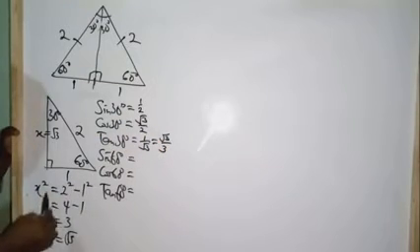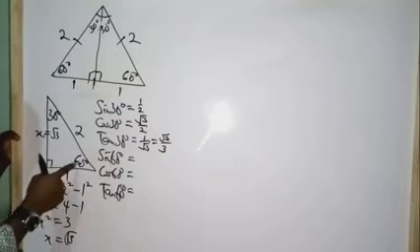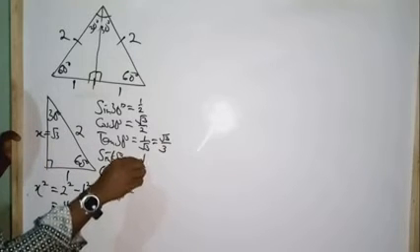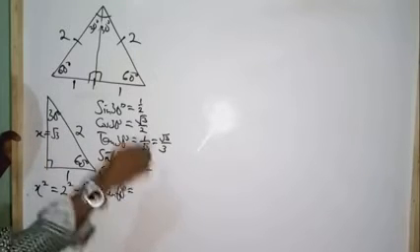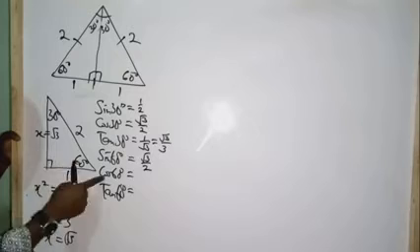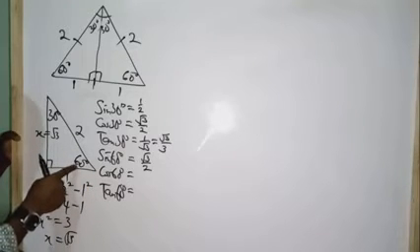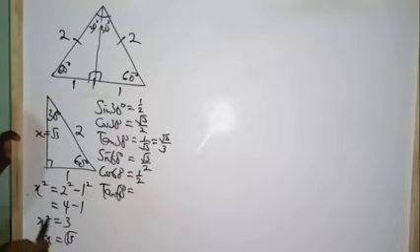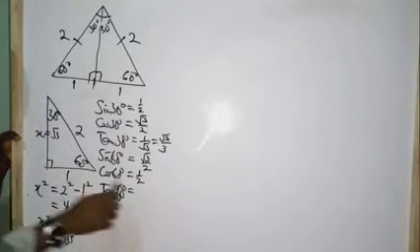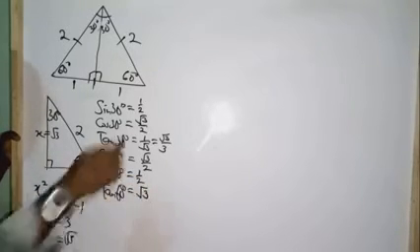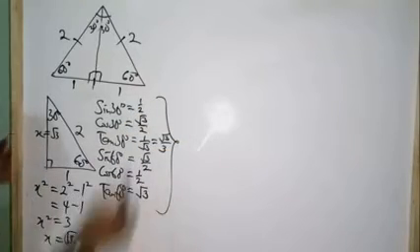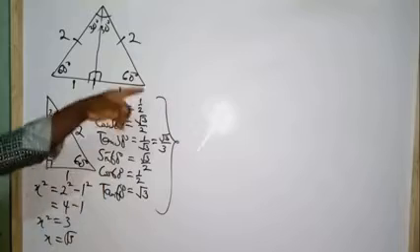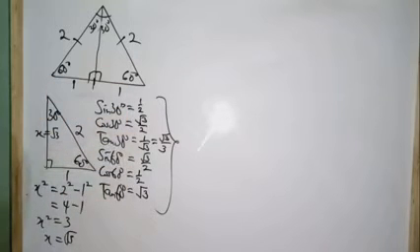If you know your SOH CAH TOA very well, then you have for 60, opposite over hypotenuse. That's root 3 over 2. Then I'm looking for cosine. That will be adjacent over hypotenuse, 1 over 2. Then my tangent, that's root 3 over 1, which is root 3. All this you need to know. They are all special angles. So this is the trig ratio of the special angles.